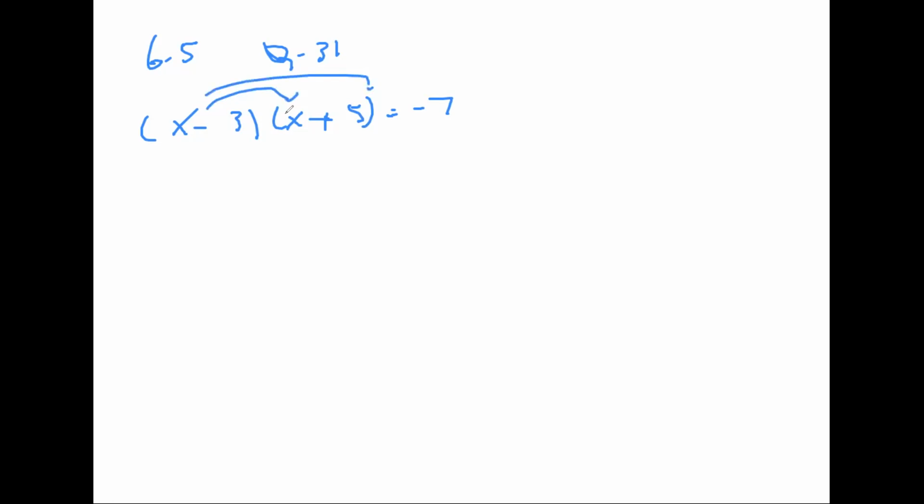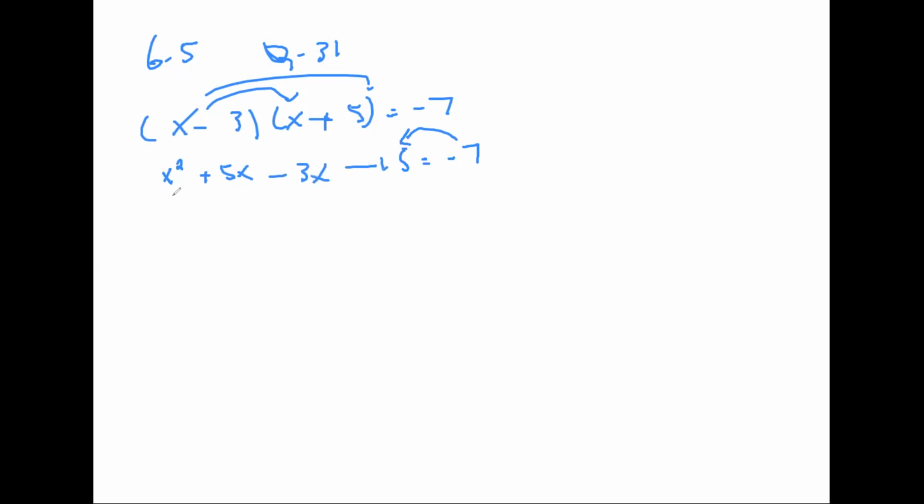So x times x will be x squared. x times positive 5 is positive 5x. Negative 3 times x, negative 3x. Then negative 3 times positive 5, negative 15. And we still have the negative 7 here. As you can see now, first, before we move 7 over, let's combine any like terms. Simplify this. Any like terms here. So this will be moved over. And we change the sign once we move it across the equal sign.